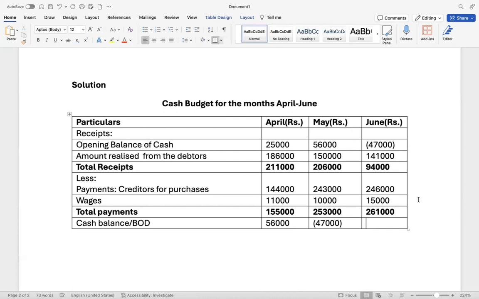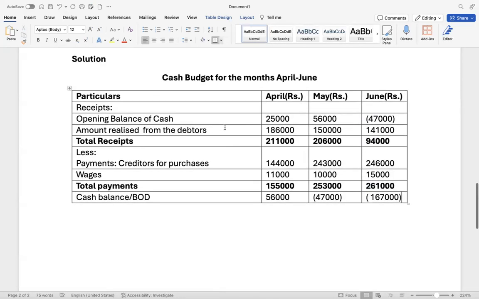So these are the receipts and these are the payments. Deduct this amount from 94,000, you'll get a negative balance of 1,67,000. This 1,67,000 is a cash balance or a bank overdraft. Fine. So this is the end of your cash budget.